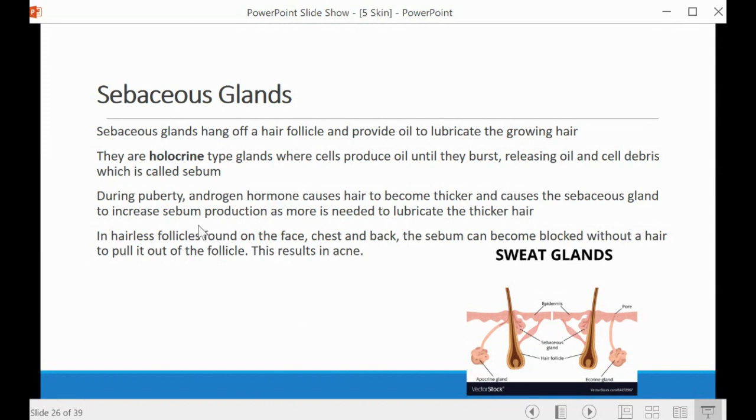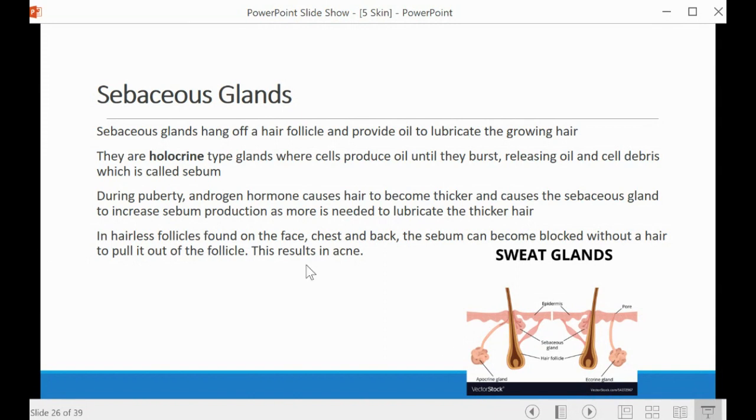During puberty, we get androgen hormones, estrogen and testosterone. They're going to cause the hair to become thicker, and then it can cause the sebaceous gland to increase the sebum production as more is needed to lubricate thicker hair. But at that point, we have these hairless follicles found on our chest, our face, our back, and sebum can then block that area without the hair, and we pull it out of the follicle.